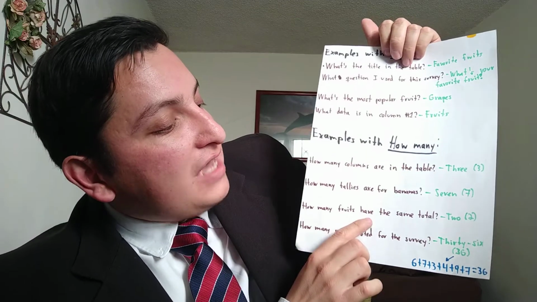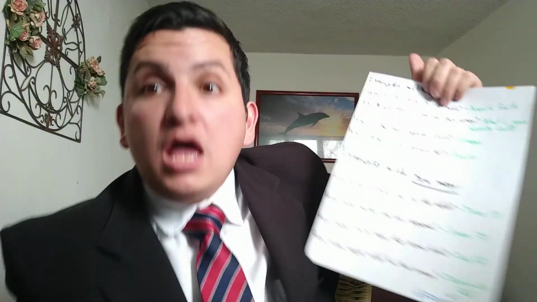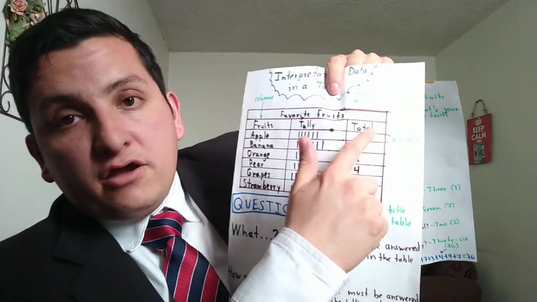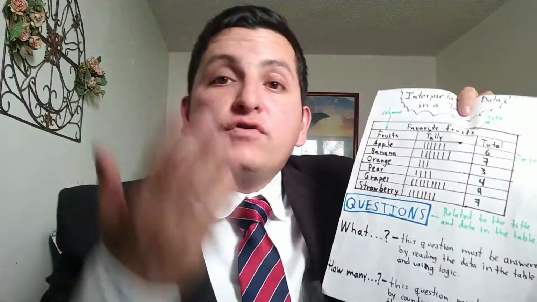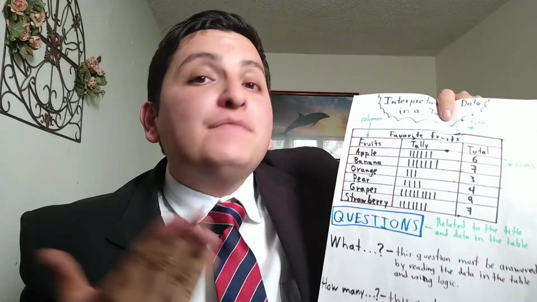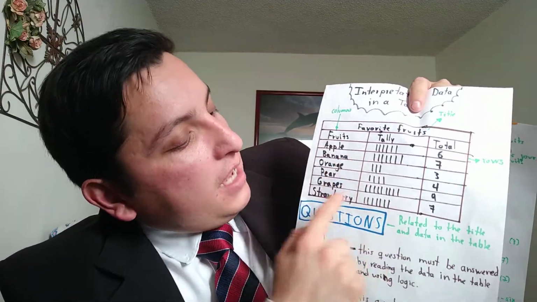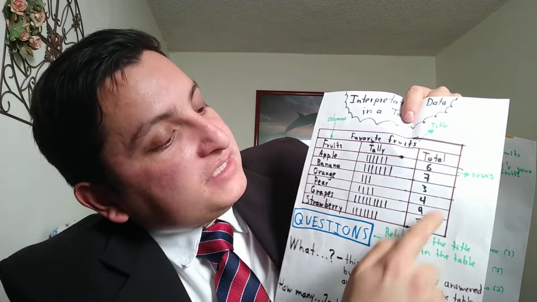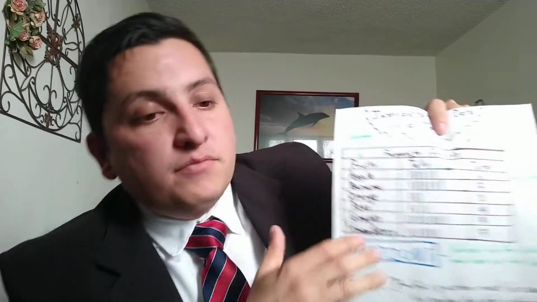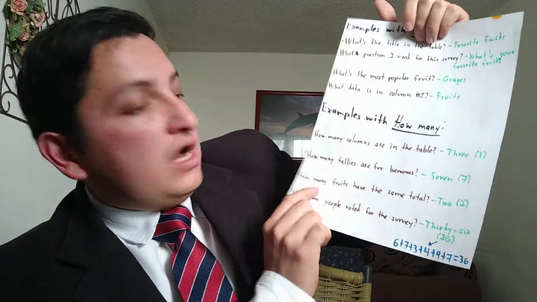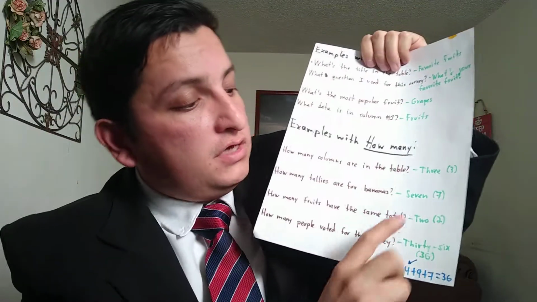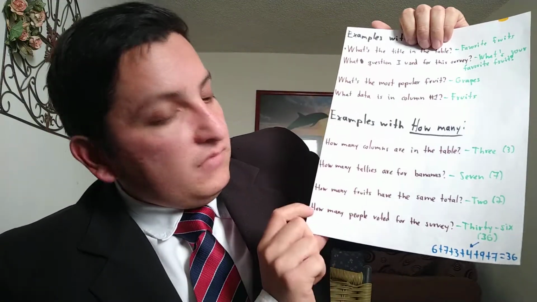How many fruits have the same total? The question tells me that I need to check in the column total and look for which categories have the same number. And I can see that banana and strawberry have the same total because they have the number 7. So how many fruits? 2 fruits have the same total.